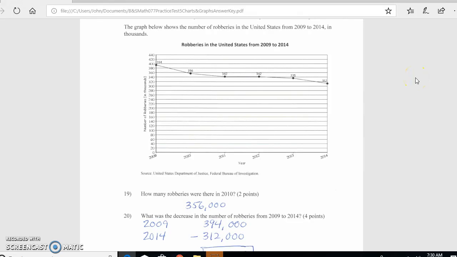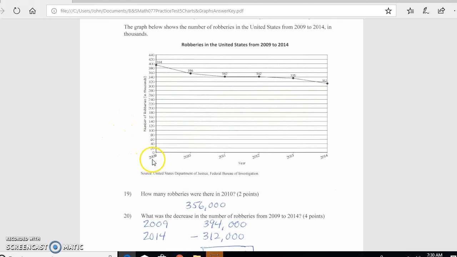This is the practice test for charts and graphs, and we are looking at questions 19 and 20. We're given this chart here of the number of robberies in the United States from 2009 to 2014. So we want to look at the chart for a minute, get an understanding of it.